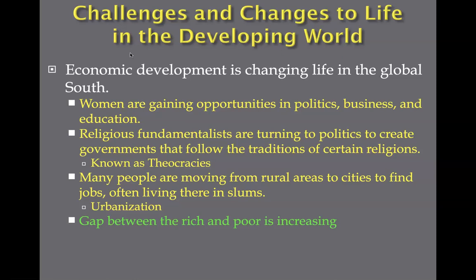Many people are moving from rural areas to cities to find jobs, often living in the slums. We've talked about this a little bit when we talked about industrialization. This is called urbanization. You move to more urban areas. The gap between the rich and the poor is increasing, and it is still increasing today. So you have very few super rich people, but you have a ton of poor people. And this is all over the world.